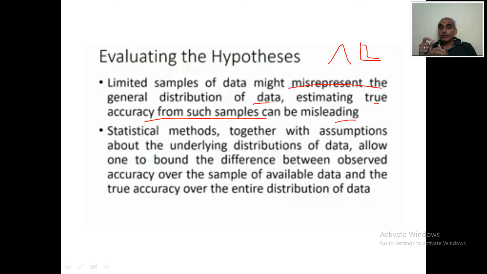Now, the statistical methods you are going to see come always together with some assumptions, just like any machine learning algorithm we have studied. Sometimes we have data and we assume that it already follows a normal distribution, and we start working. Together with this assumption about the distribution of our data, we can bound the difference between the observed accuracy over the sample of available data and the true accuracy over the entire distribution.